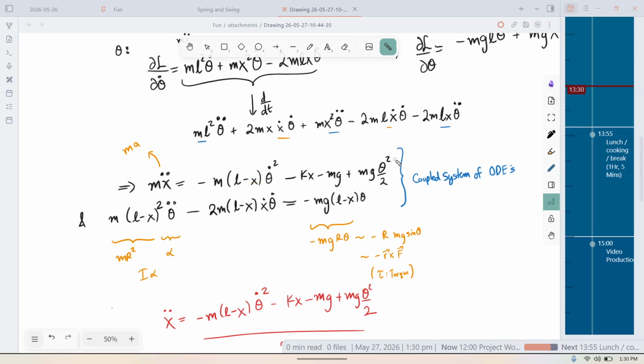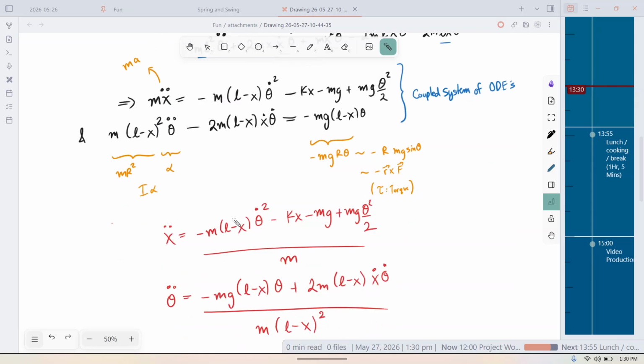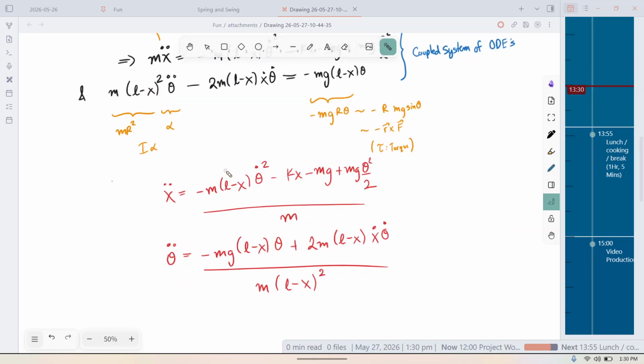On its own, the system, in two variables x and theta, is coupled, because you have one equation which has theta, but you have another equation which also has it. So you can't really solve these nicely, except maybe with computation.